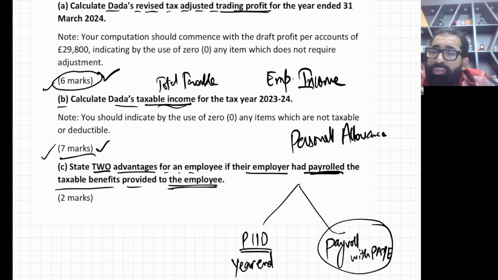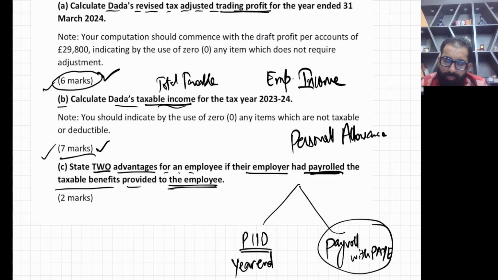Second benefit: as your employer has already included the calculation of non-cash taxable benefits, at the year end you don't need to calculate or include these non-cash taxable benefits in your self-assessment tax return. So this is also easy and there is less administrative burden on you. These are the two advantages.